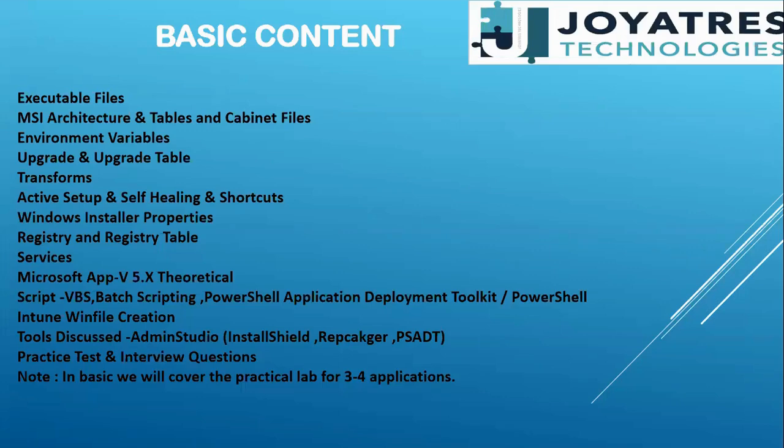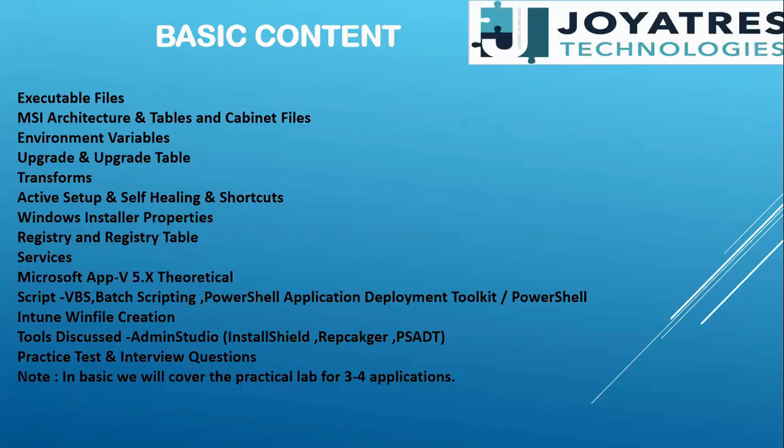Then active setup, self healing and shortcuts. Basically, whenever we install any application, it gets installed as per either the user context or the system context. If any application is getting installed as per the user context, then we have to create an active setup. This is a very important part of application packaging training, wherein we will explain how you are going to convert that user context application to a system context application, so that any user who has logged into that particular machine would be able to use that application.